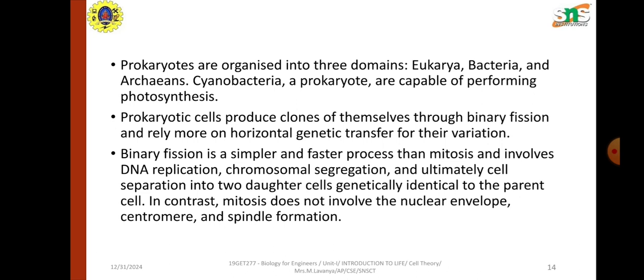Prokaryotic cells produce clones of themselves through binary fission and rely more on horizontal genetic transfer for their variation. Binary fission is a simple and faster process than mitosis and involves DNA replication, chromosomal segregation, and ultimately cell separation into two daughter cells genetically identical to the parent cell.